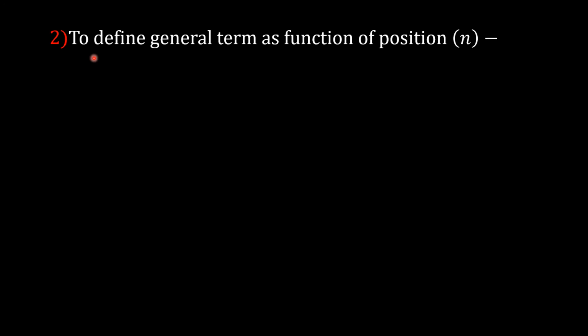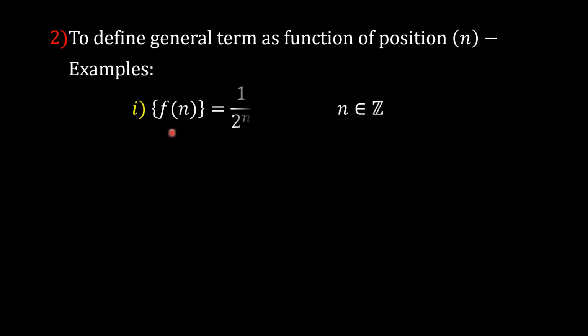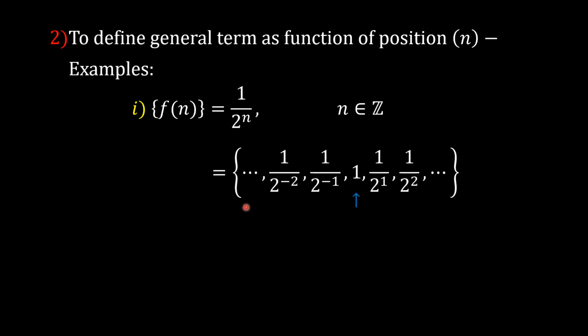Second way is to define the general term as a function of position, that is n. To understand this, consider the example f of n is equal to 1 upon 2 raised to n. So here we have defined a function in terms of the position, that is n, where this n belongs to the set of integers. Now put the values of n one by one and get the elements of this sequence. So the sequence will be like this, dot dot dot. This one is the entry corresponding to n equal to minus 2, which is 1 upon 2 raised to minus 2. Put n equal to minus 1 here.